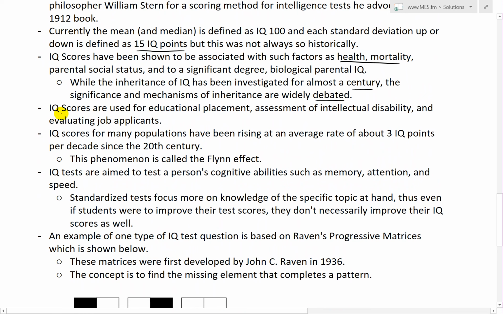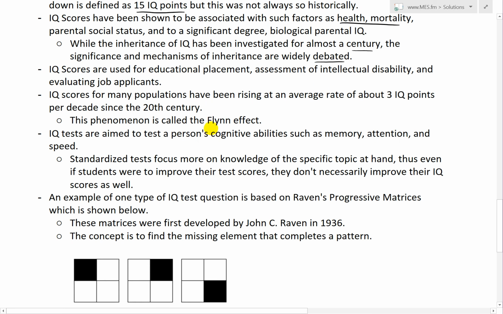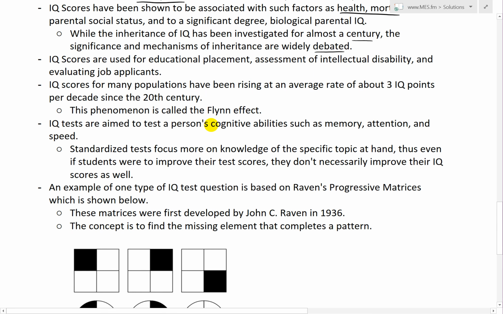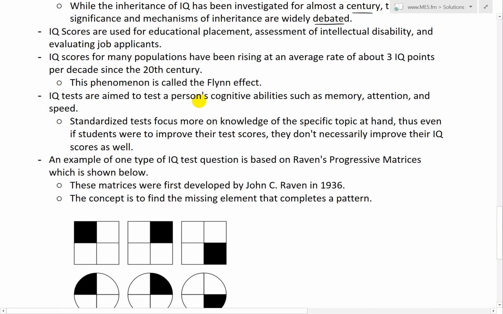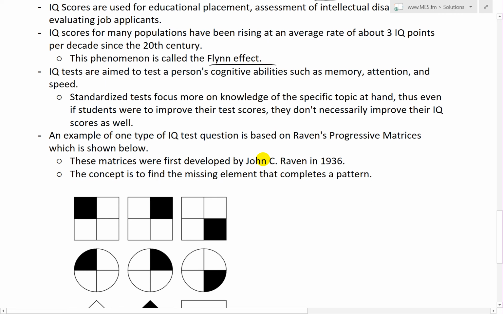So anyways, IQ scores are also used for educational placement, assessment of intellectual disability, and also job applications. And IQ scores for many populations have actually been rising at an average rate of about 3 IQ points per decade since the 20th century. And this is called the Flynn effect. Maybe I'll go over that in later videos, or just read up on that on your own.